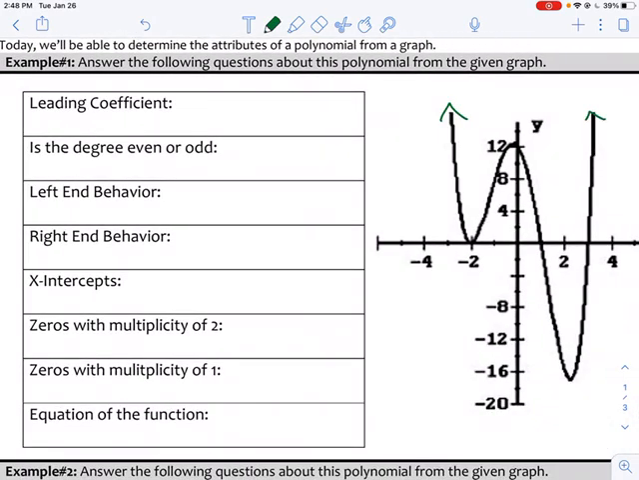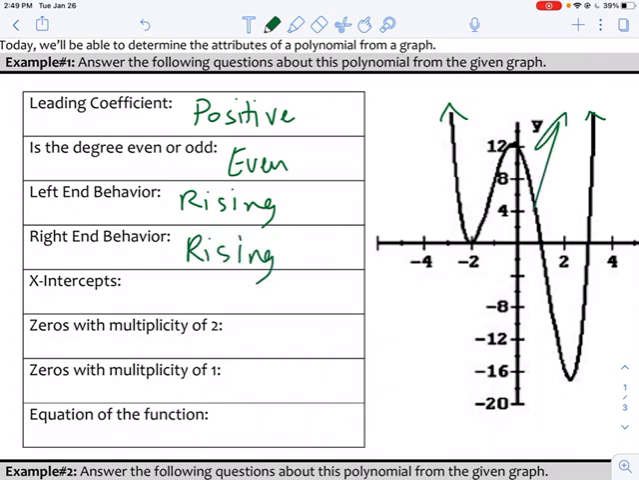both sides are rising here, which makes our coefficient going to be positive. All right, so degree, even or odd, this is going to be even degree. As you see on our chart from the last lesson, both are ending rising for our end behavior. So remember, odd was one rising and one falling.